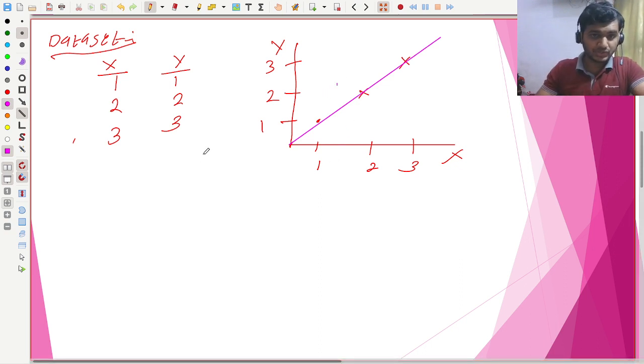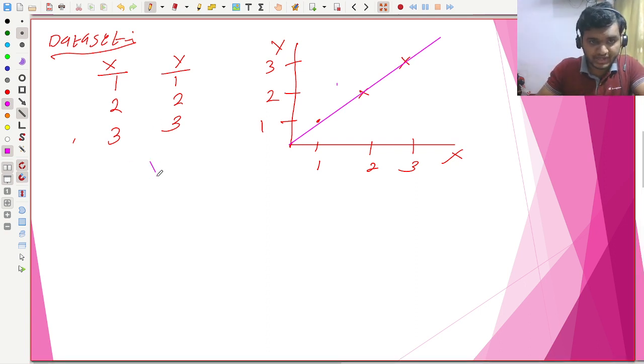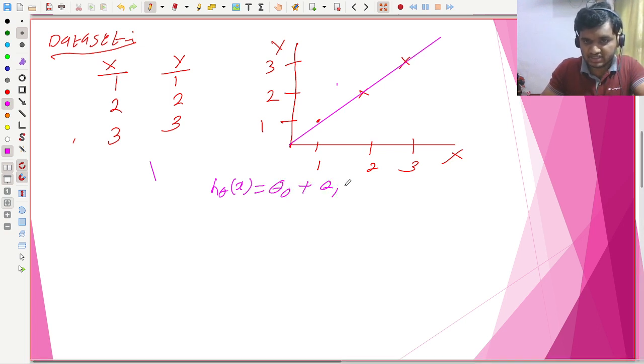Okay. So here the line will be like this. The equation is y equal to mx plus c. So here we write it like this: h theta of x equal to theta 0 plus theta 1 x1. Here x1 is the x feature, theta 0 is the intercept, and theta 1 is the slope.